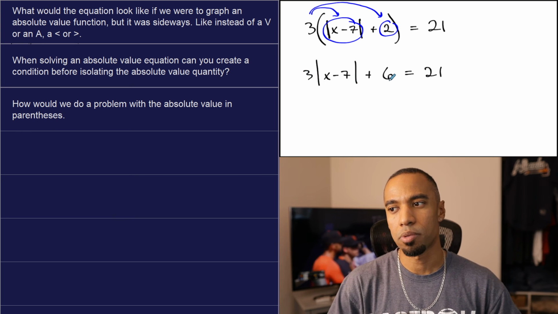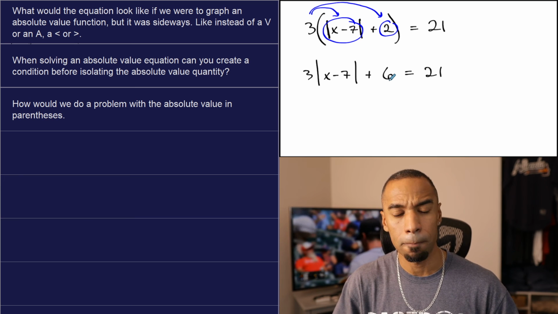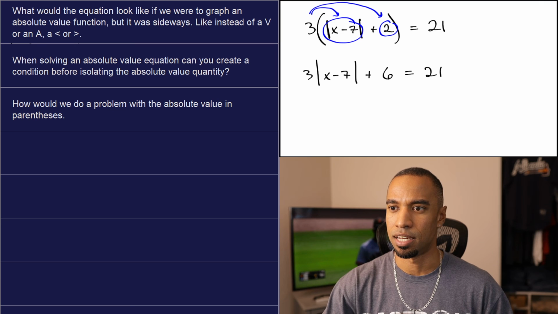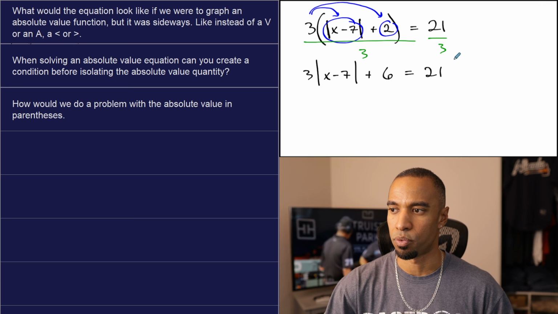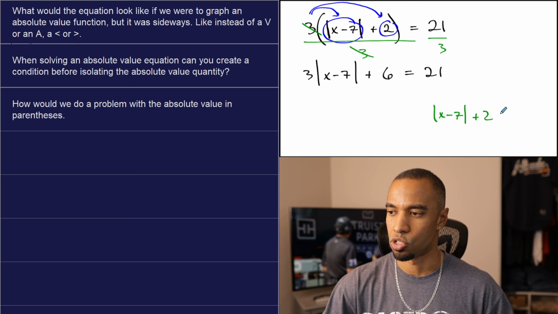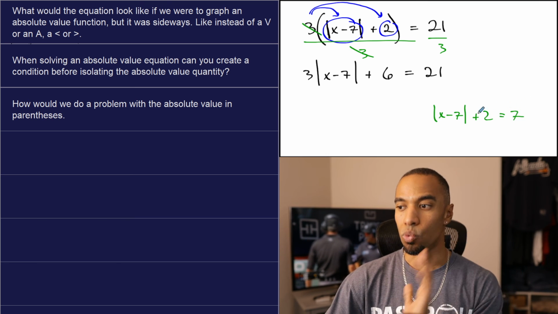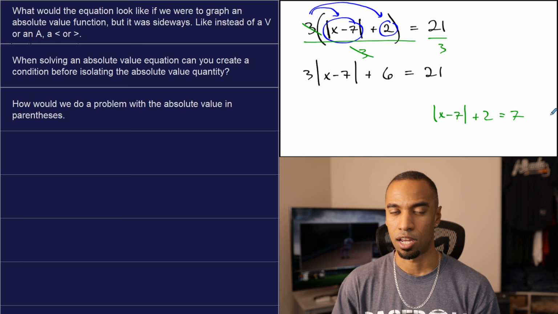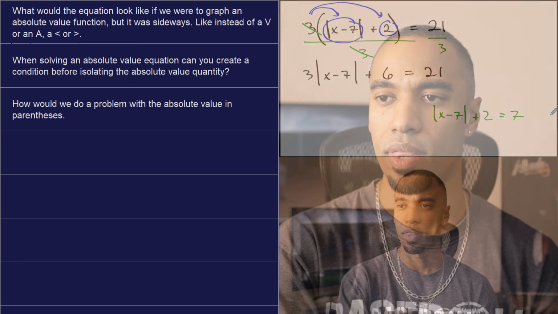So I hope that makes sense as far as what you're supposed to do with it. Distribution there. You could, like I said, divide both sides by 3, and if I did this instead, divide both sides by 3 like that, I would get absolute value of x minus 7 plus 2 equals 7, and you keep going. You would solve it that way. This is faster and better if you recognize what to do and not to mess up at a different time. All right, so that was the last question there.